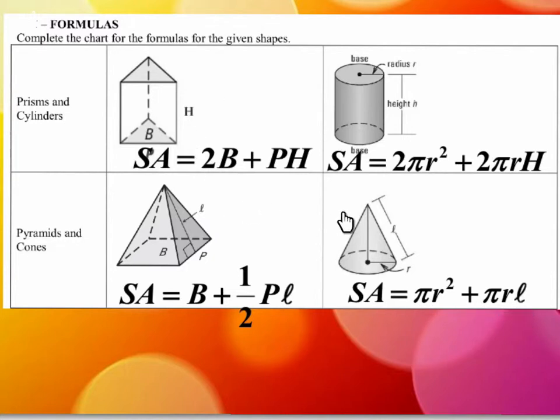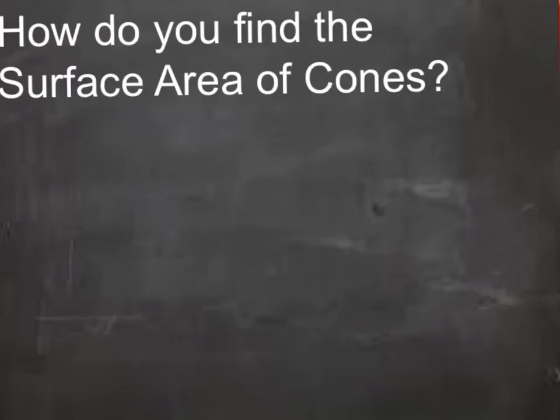So here's just a summary and a nice graphic organizer of the different formulas. Remember, these are all on your formula sheet, but it's your responsibility to know which ones to use and how to use them. How do you find the surface area of cones? We have now gone over formulas and examples on how to find the surface area of a cone, and you should be able to write a 3 to 4 sentence summary describing the surface area of a cone formula and how to use it.